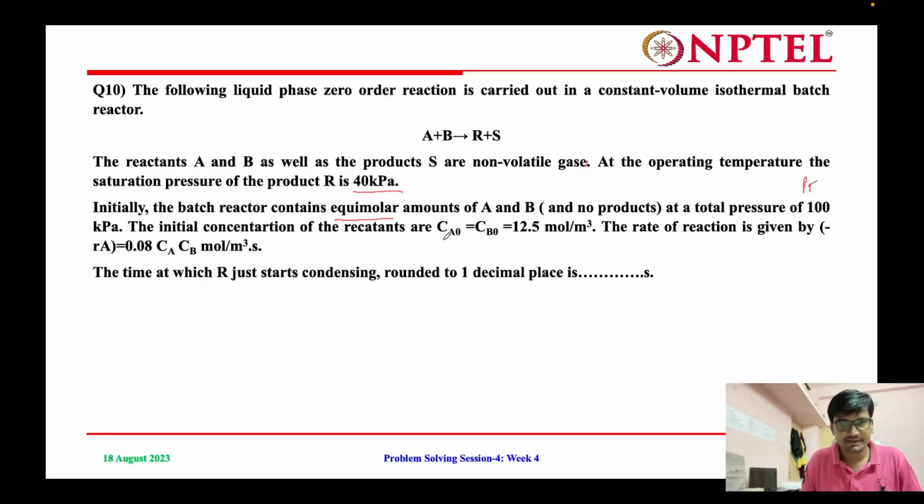The initial concentrations of reactants A naught and B naught are equal to 12.5 mole per meter cube. The rate of reaction is given by minus rA equal to 0.08 CA/CB mole per meter cube per second. Find the time at which R just starts condensing, rounded to one decimal. So you have to calculate the time at which condensing just starts. Given rA equal to 0.08 CA/CB, so it becomes 0.08 CA square, right?